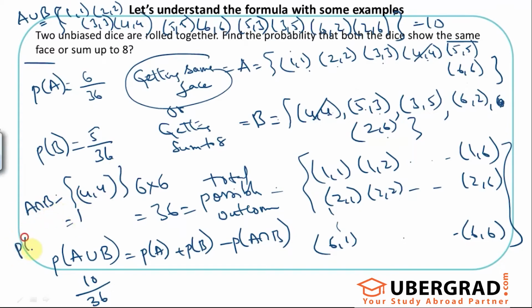So what is the probability of A intersection B? 1 by 36. So the probability of A is 6 by 36, the probability of B is 5 by 36, and the probability of A intersection B is minus 1 by 36. So this will be 10 by 36, which is what we got.